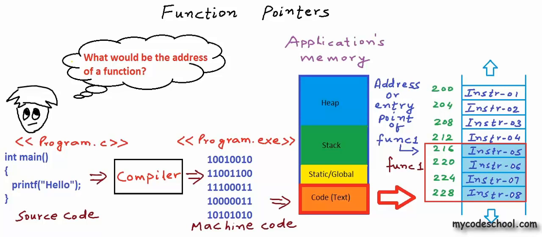We will not go any deeper into architecture now. This is good enough to understand function pointers. When we say function pointers store address of functions, we basically mean that function pointers store the starting address or entry point of the block of memory containing all the instructions in a function. Let's now see how we can create and use function pointers in a C or C++ program.